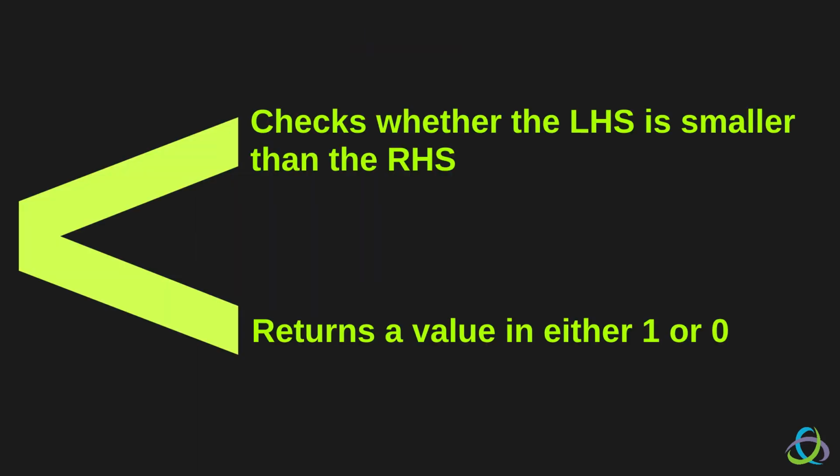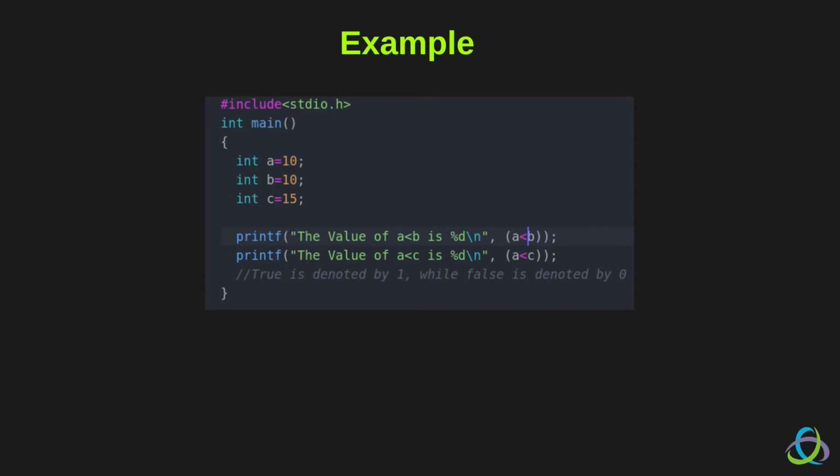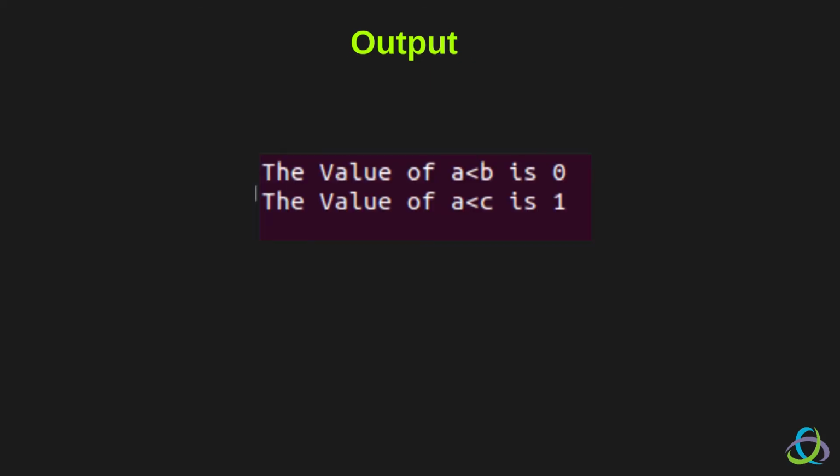The lesser than operator checks whether the left operand is lesser than the right operand. If it is lesser, the operator returns true. If it's not, the operator returns false. In this example, the values of a and b are 10 while c is 15. Since a and b are equal, the value of a less than b should be 0, while the value of a less than c should be 1 because a is 10 and c is 15.